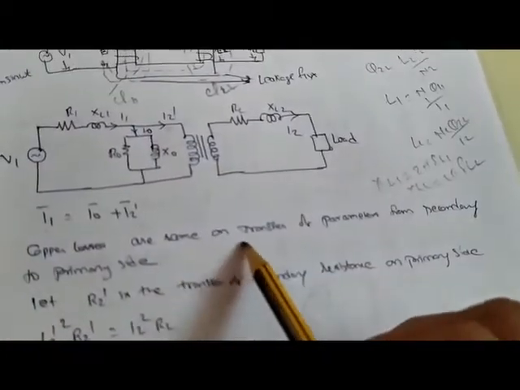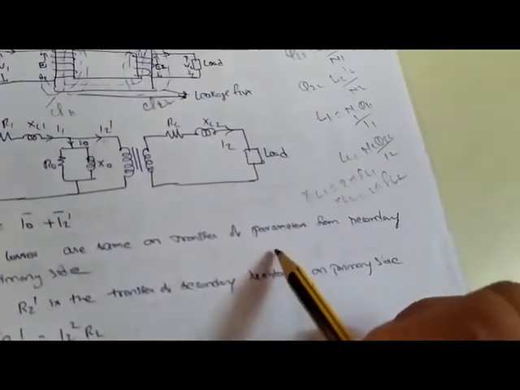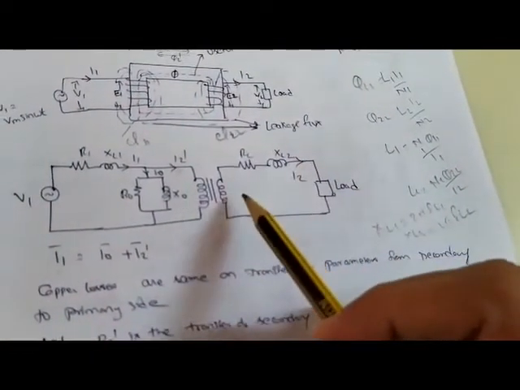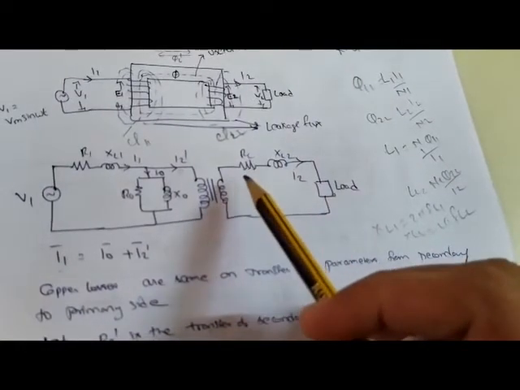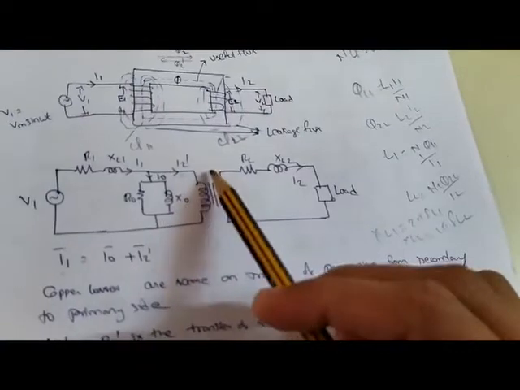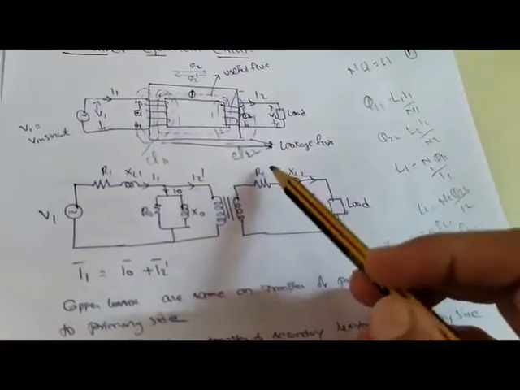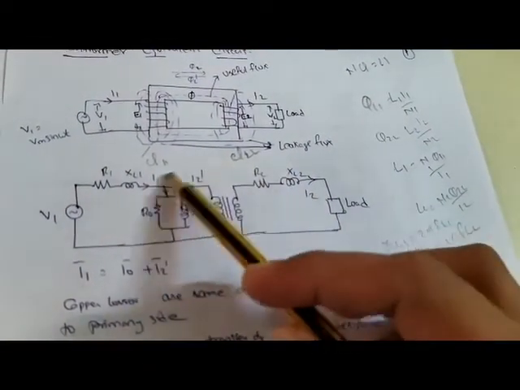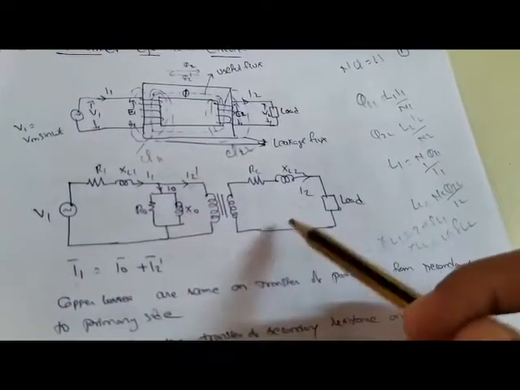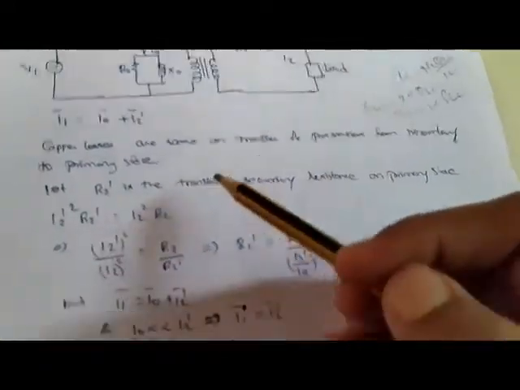Copper losses are the same in the transformer as we transfer parameters from one side to the other side. Now it is difficult to do a mathematical model if there is a magnetic coupling like this, so it is better to transfer these parameters either to this side or to transfer all these parameters from this side to this side.